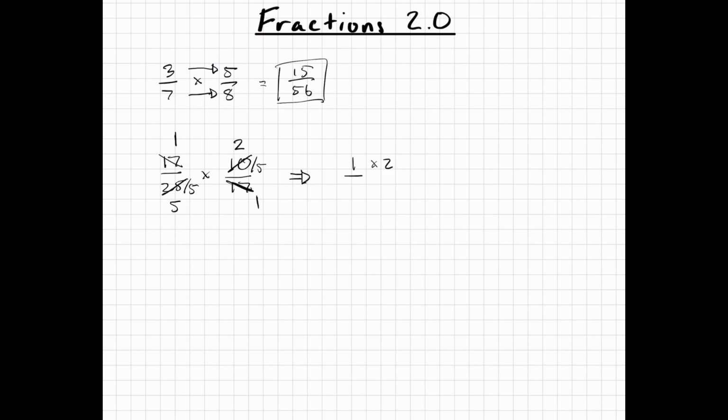It's 1 times 2 divided by 5 times 1, which is just 2 over 5. And this is the correct, fully simplified answer. So you can always simplify before you do the multiplication to make your life a little bit easier. Okay? Now, let's get into division with fractions.